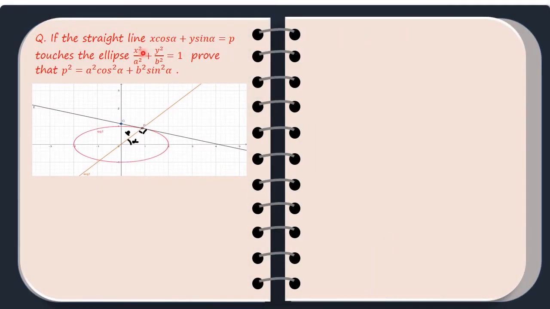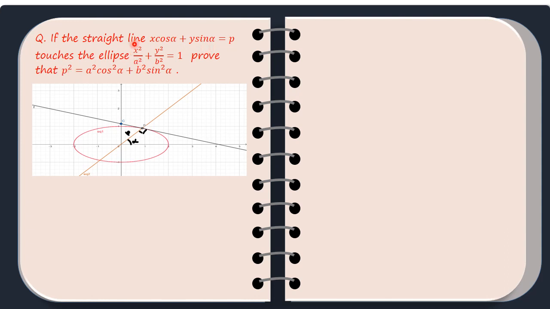If the straight line x cos alpha plus y sin alpha equal to p, this is the normal form of a line, where if we draw a straight line, then the distance of the perpendicular from the origin is p, and the angle of this perpendicular with the positive direction of the x-axis is alpha. So first of all, learn the equation of this normal form of a line.